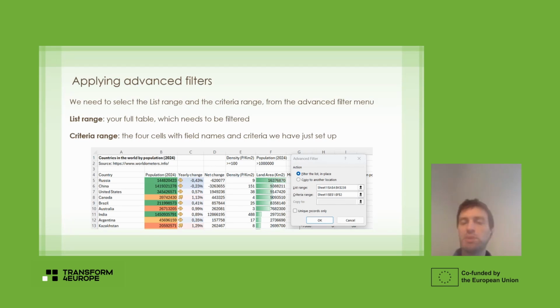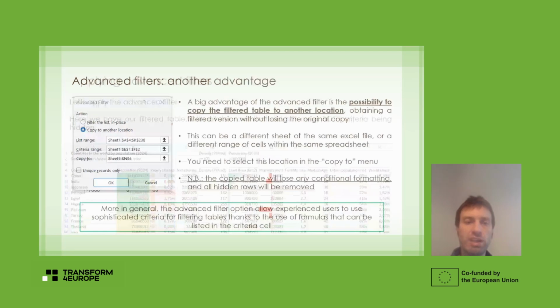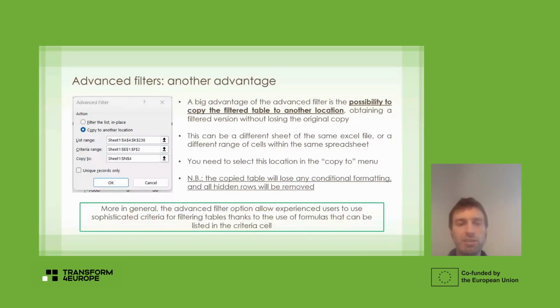But I could have potentially selected the other option, which is copy to another location. If I select copy to another location, the copy to option is actually enabled. And whenever this option is enabled, you can select where you want to paste the filter table, okay? So you will obtain a new table, which is basically a copy of your filter version. And this can be placed, for example, in a different spreadsheet. You have a different tab, for example, the full table, and then you have a second one that you call the filter table, and you will have the clean data pasted there, okay?